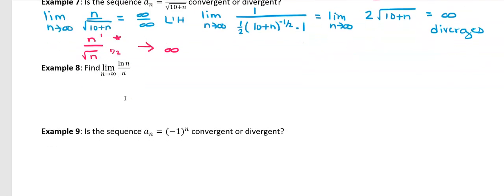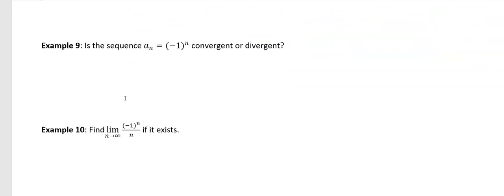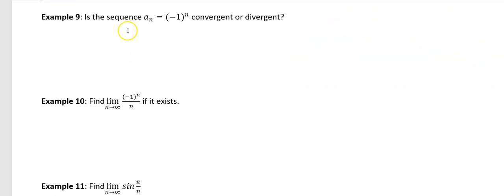Okay, so now let's look at example 9. We need to determine if the sequence (-1)^n is convergent or divergent. So what we're being asked is, does the limit as n approaches infinity of (-1)^n come to a number, a limit, or does it go to infinity or negative infinity?